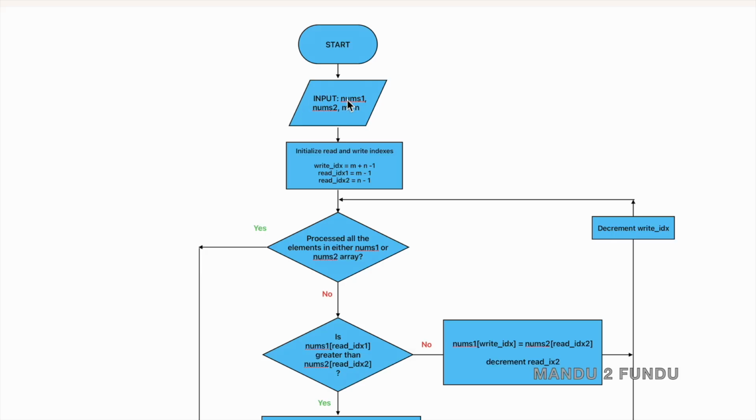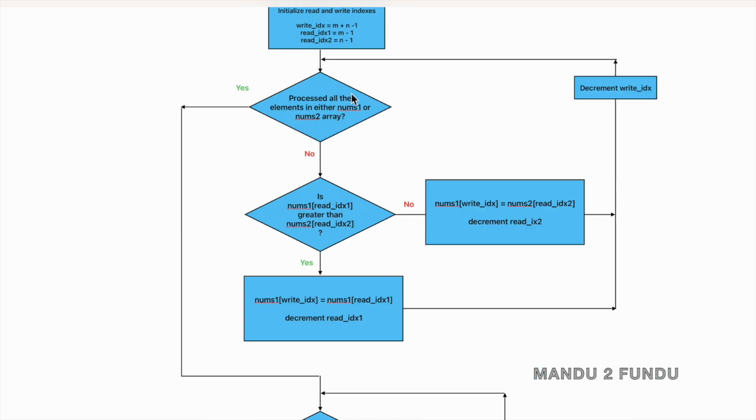Input for this procedure is the nums1 and nums2 arrays and the m and n integers, and we first initialize the read and write indexes. The write index points to the last entry of the allocated space of the nums1 array, read index 1 points to the last element currently stored in nums1, and read index 2 points to the last element in the nums2 array. First we check whether one of the arrays is completely processed. If yes, we break out of the loop.